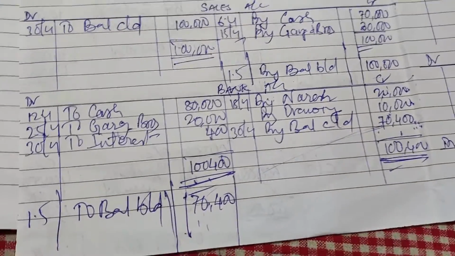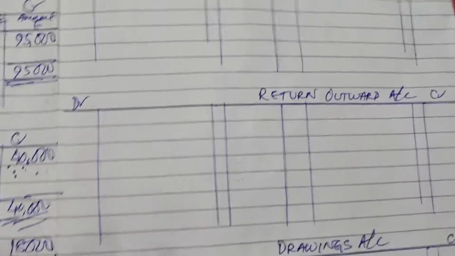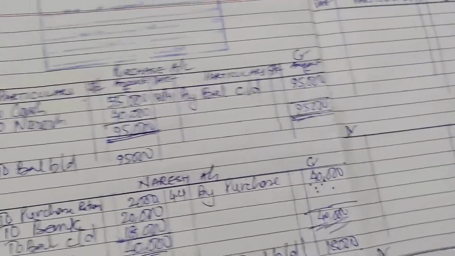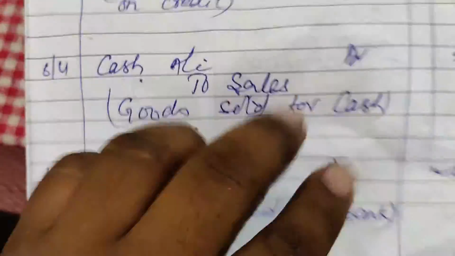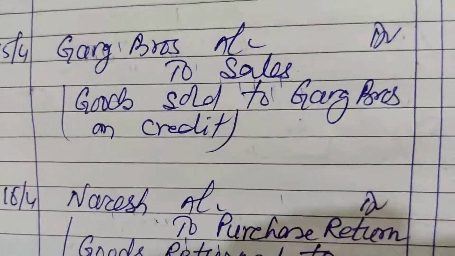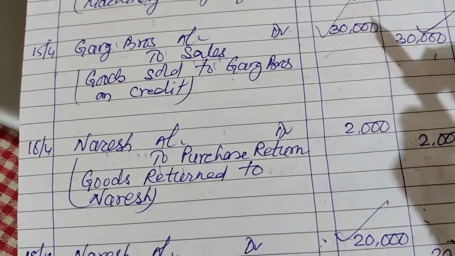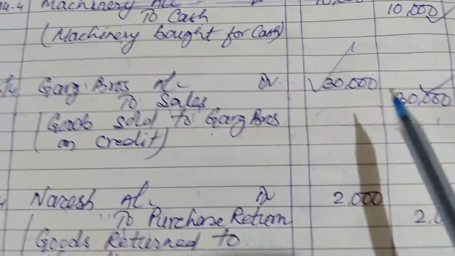Similarly, now the bank account is also understood. Now we have to prepare the GAG gross account. Let's see the GAG gross account. Where is the GAG gross here? There is no GAG gross here, but it is on 15th April. On 15th April there is GAG gross 30,000. GAG gross account is debited to the sales account.